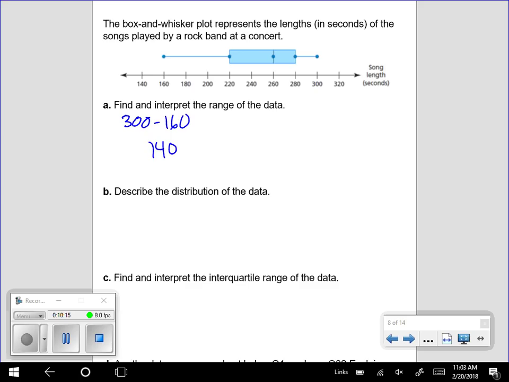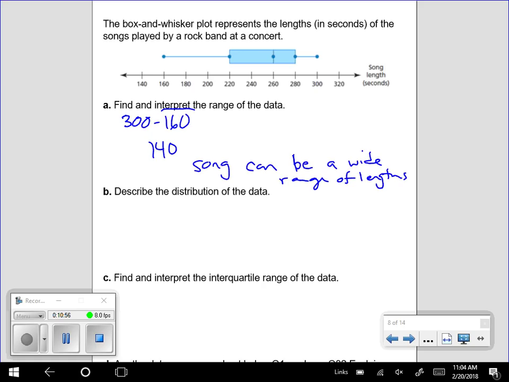That's our range. If we're interpreting the range, read what we're talking about here. It says the box and whisker plot represents the lengths in seconds of the songs played by a rock band at a concert. So they last from 160 seconds to 300 seconds. So we have a wide range of lengths, is pretty much what we're seeing here. That's what it means to interpret.